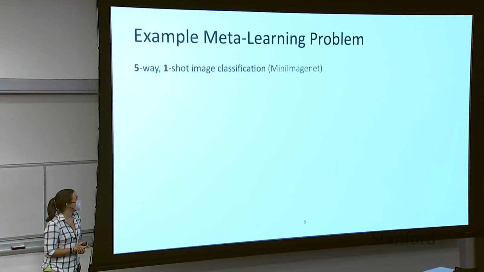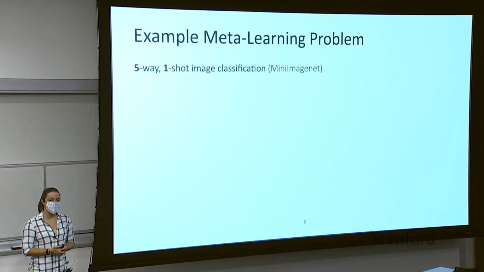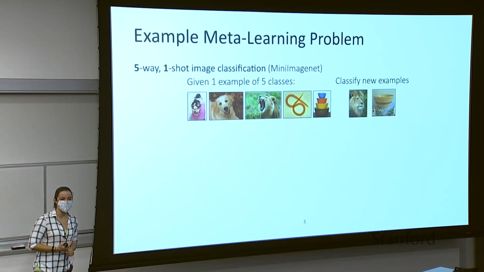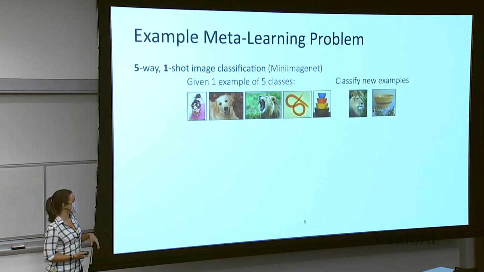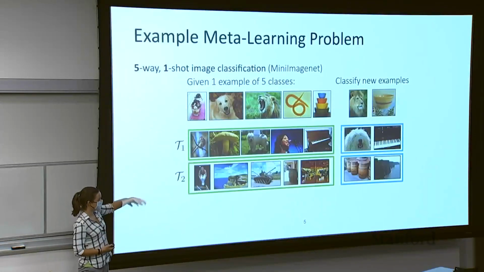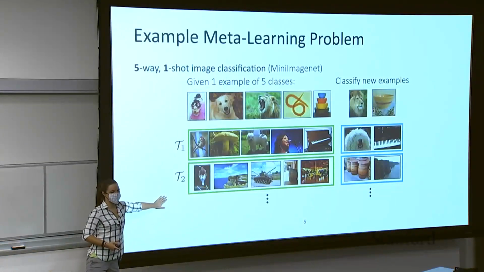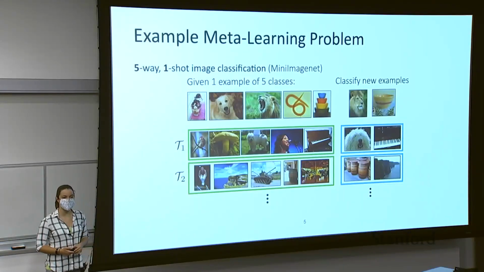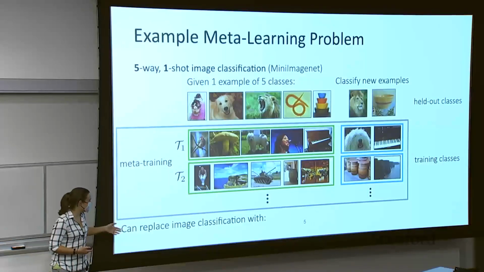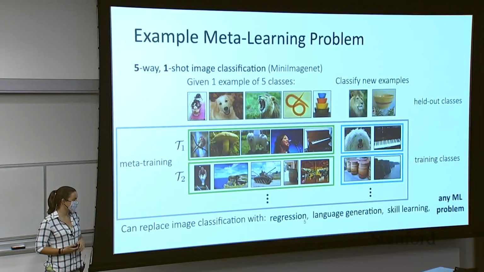Okay, we also looked at an example meta-learning problem, which was a 5-way one-shot image classification problem, where you're given 5 examples, basically a little mini training data set, and you want to be able to generalize to new examples using this training data set. And the way that meta-learning algorithms approach this problem is they assume that they have data from other image classes, and they structure these into train sets and test sets, and train a model such that after it sees the training data set, it can generalize to new examples. So these are the training classes, and then we use these to try to generalize to held out classes. And this was one example, but you can replace image classification with other machine learning problems.